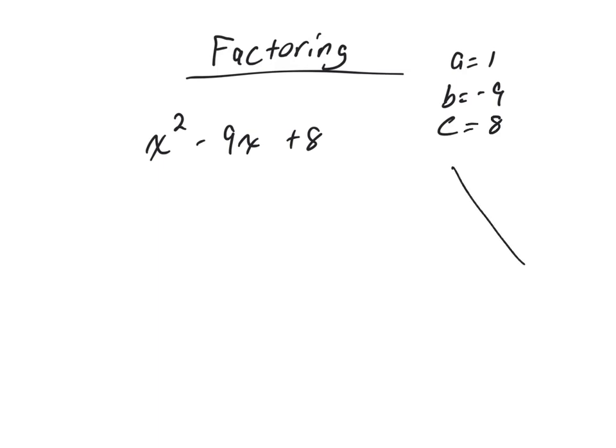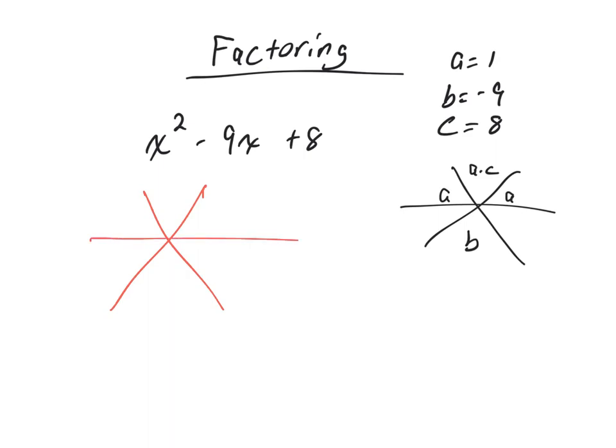Now that we have A, B, and C identified, we're able to set up our star. Just a reminder, for your star, you get A times C on the top, A on each side here, and B on the bottom. When you go to fill these in, these numbers are going to replace those letters. So A times C on top, that's 1 times 8, which gets me 8. A goes on each side, so that's 1 and 1, and then B on the bottom, which is -9.